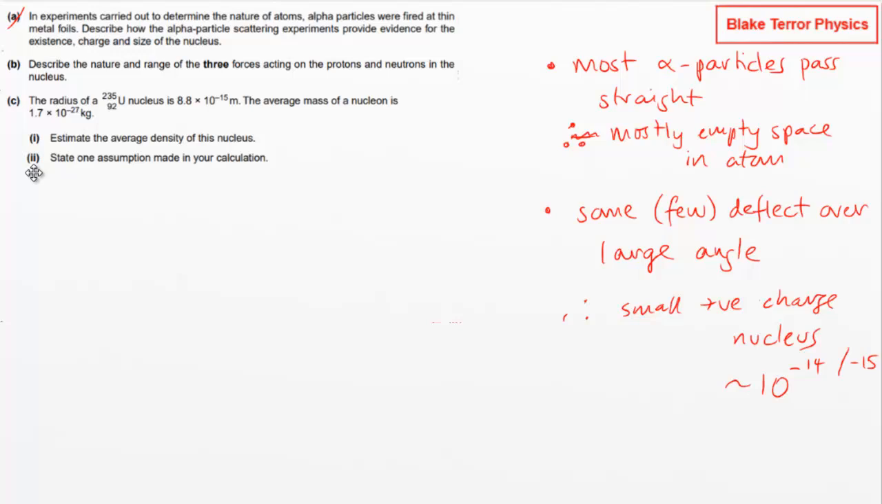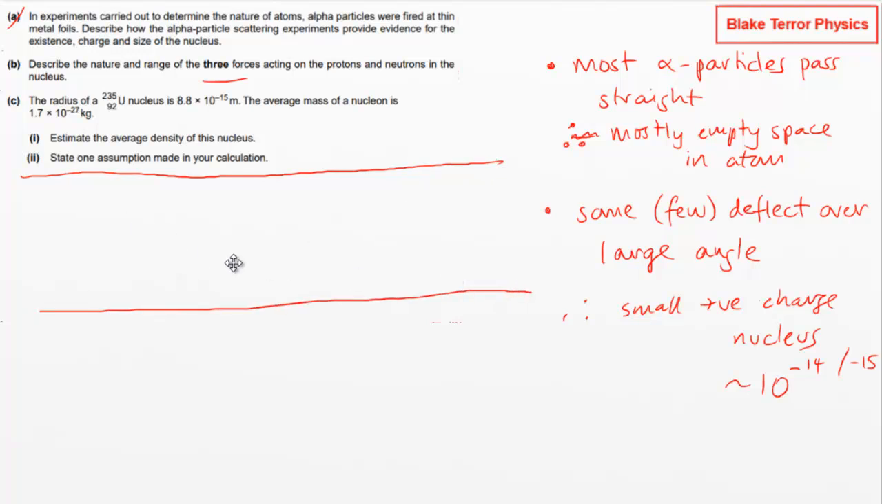Describe the nature and range of the 3 forces acting on the protons and neutrons in the nucleus. Right, so that's 3 of our 4 fundamentals. We're not including the weak in this, because the weak is mainly going on inside the protons and the neutrons. That's going between the quarks. So we've got gravity. We have to describe nature and range. So that is infinite range. It is weak. It is attractive.